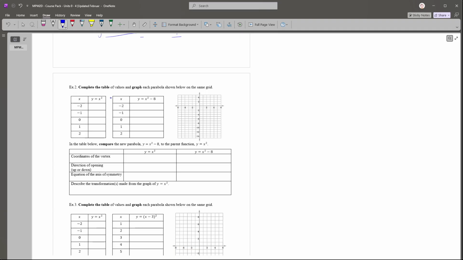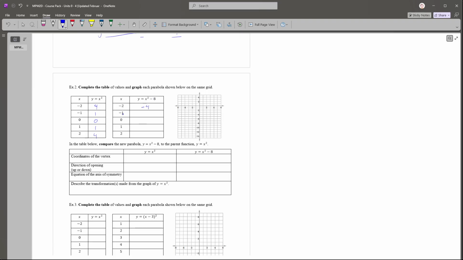So in this page, complete the table of values and graph each parabola. We can see that we have a very similar equation. We have the x squared, which means the h is 0, the a is 1, and we have a k of -8. Okay, let's see how this affects things. So we still have our parent relation. We still have the exact same values here, so we know that this is 4, 1, 0, 1, and 4. Over here, we have -2 squared, so that's 4. 4 minus 8, that's -4.